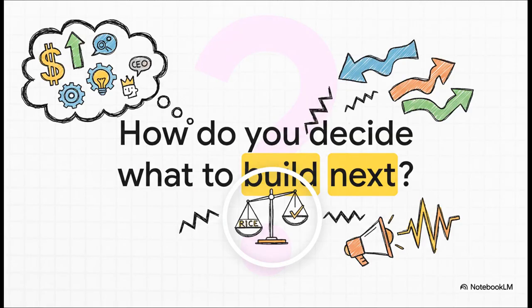Think about it. Your backlog is just overflowing. The sales team is demanding one feature, engineering has this brilliant new idea, and, oh yeah, the CEO just dropped by with a small suggestion. It's pure chaos, right? So how do you actually cut through all that noise and make decisions based on real strategy, not just whoever shouts the loudest?